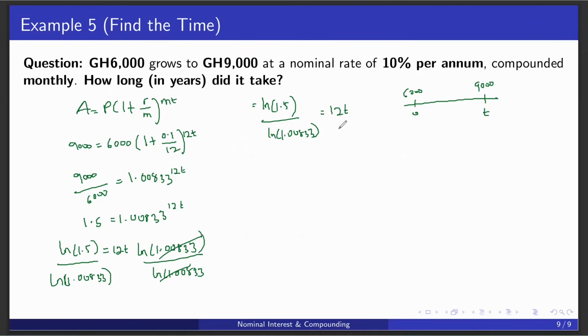Therefore, now I have T being equal to ln 1.5 all over 12 times ln 1.00833. And finally I'm getting T equals 4.07. So it will take an approximate time of 4.07 years to put in 6,000 and make 9,000 at 10% compounded monthly. So we have our T equals 4.07.